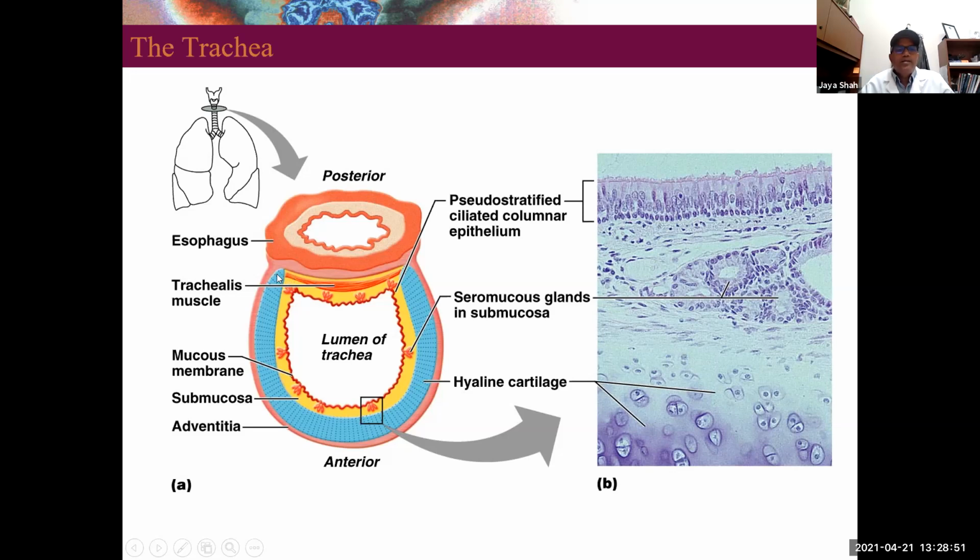Then, posteriorly, the hyaline cartilage of the trachea is not continuous. So this is bridged by mucosa, submucosa, and posteriorly by the trachealis muscle. This trachealis muscle is smooth muscle. And here is the epithelium photomicrograph.